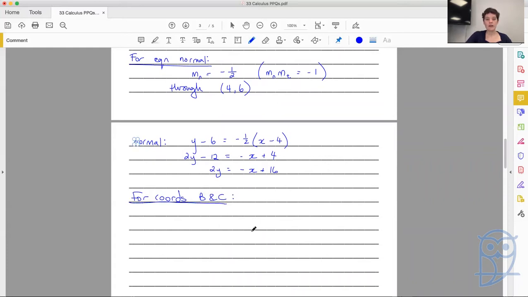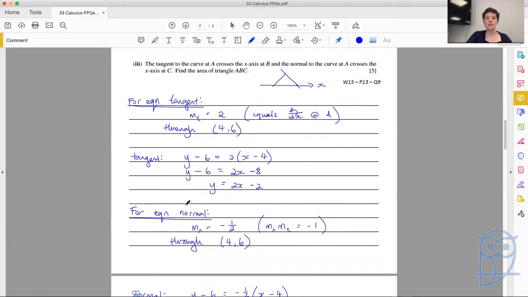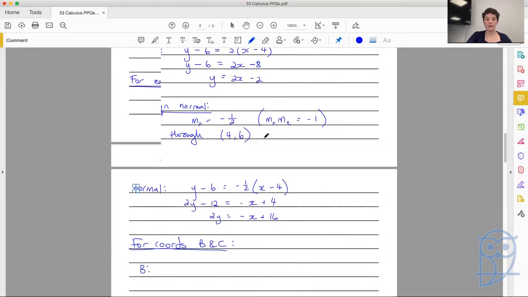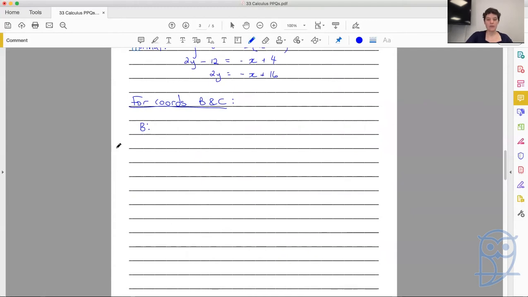Systematically letting our examiner know exactly what we're doing. So for B, remember in the question they told us that they are crossing the x-axis. Both the normal and the tangent are crossing the x-axis. So working with the tangent to get B, we have that 0 equals 2x minus 2. So x equals 1 and B is the point (1, 0).